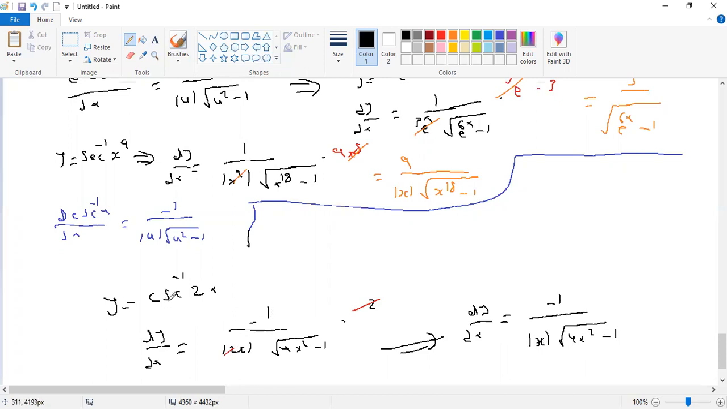So again, cosecant inverse: negative 1 over the absolute value of u. So what is the u? The u is 2x, so the absolute value of 2x, multiplied by the square root of u squared, which is 4x squared minus 1. The derivative of 2x is 2. The 2 with 2 cancel. So at the end it will be negative 1 over the absolute value of x multiplied by the square root of 4x squared minus 1.